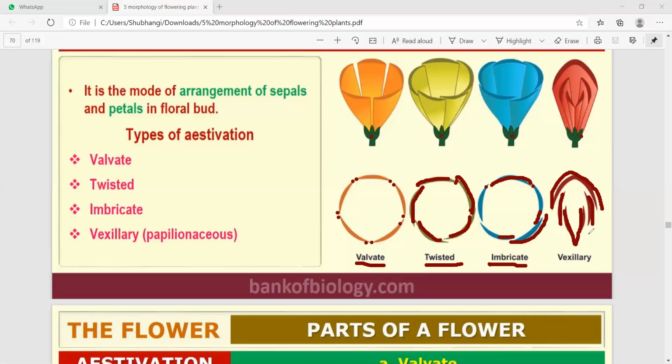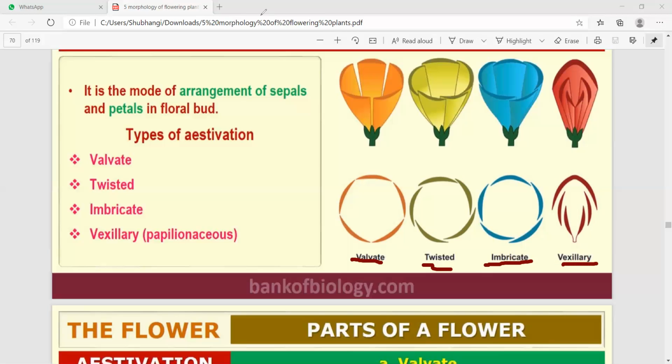Keel, or it is also called carina, it has another name. And this is called as what? Vexillary arrangement. So what are the four types of arrangement based on the arrangement of petals? That is called estivation. It could be valvate, it could be twisted, it could be imbricate, it could be vexillary.